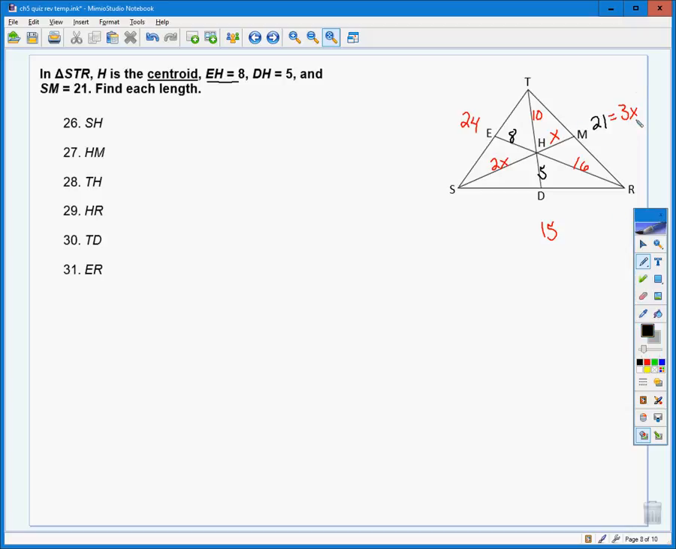If they give you the whole side, it says then that 3x is 21, so x would be 7 by dividing by 3, and the distance then from the vertex to the centroid would be twice as much. This would be 14. And I should now be able to fill in the blanks. From S to H, 14. From H to M, 7. From T to H, 10. H to R, 16. From T all the way to D, the whole thing is 15. From E all the way to R, the whole thing is 24.